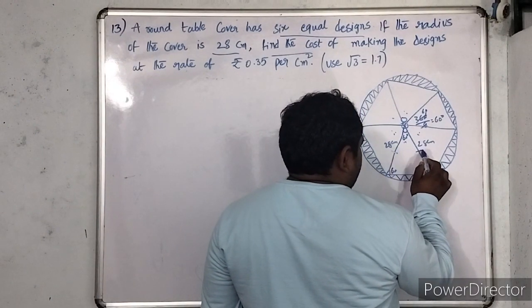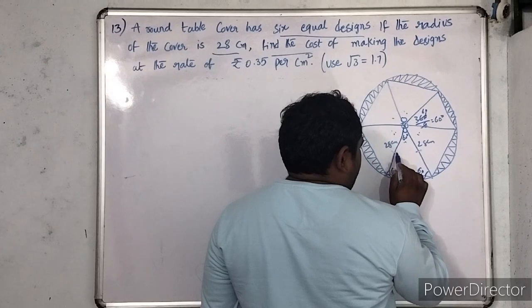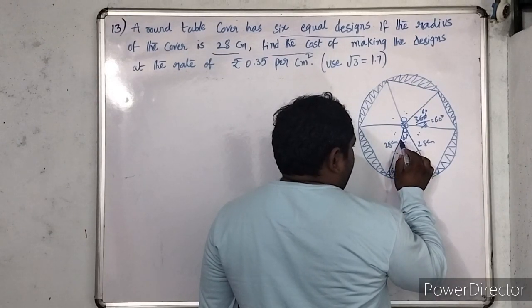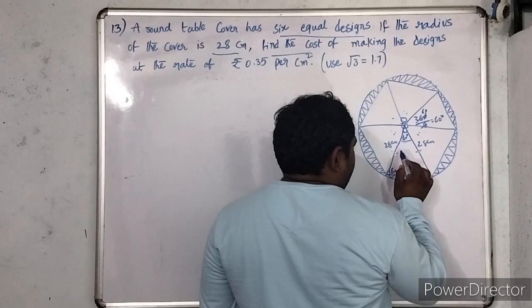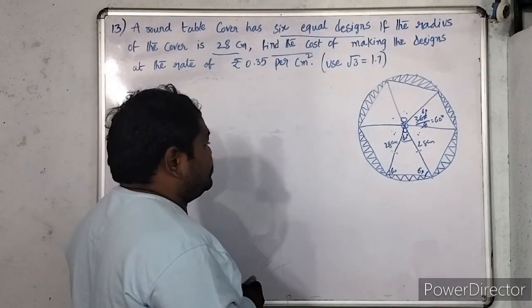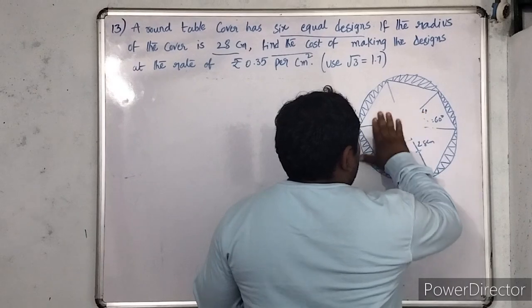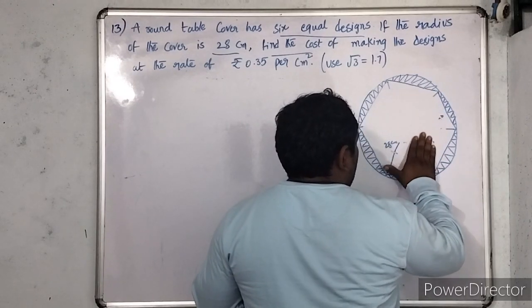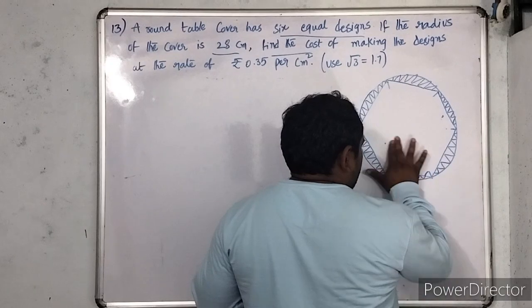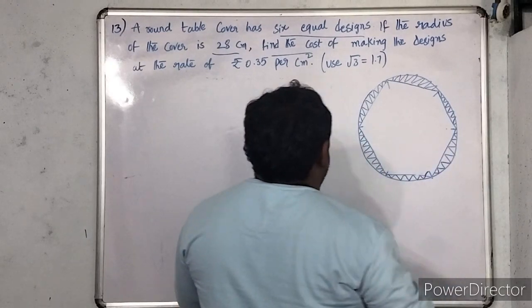28 centimeters is equal to 28 centimeters. The angles opposite to equal sides are equal. This is already given. The angle is 360 degrees, 180. Okay? Let me explain again. This is the given diagram.